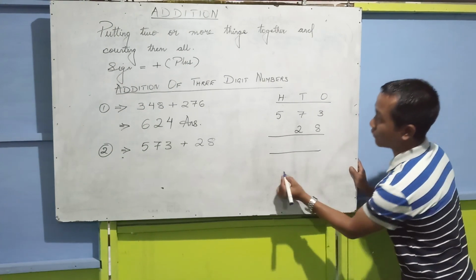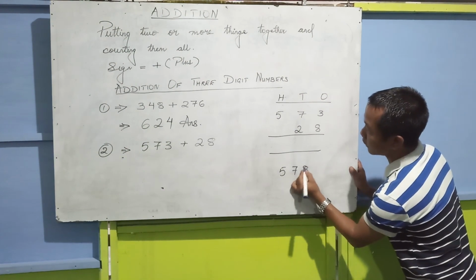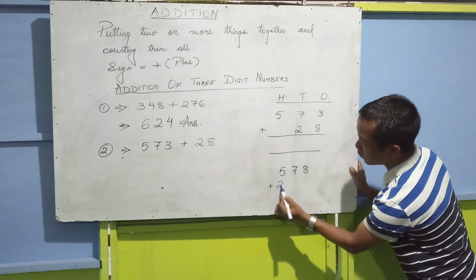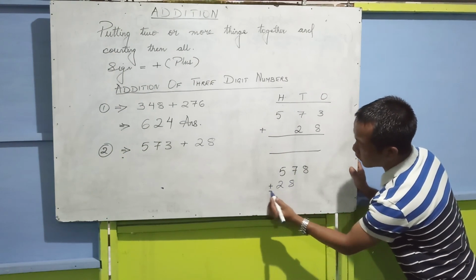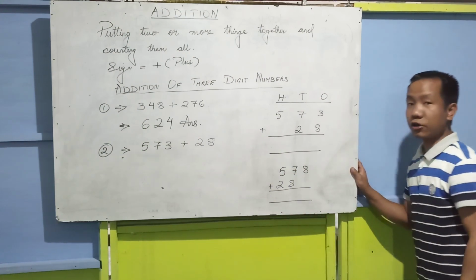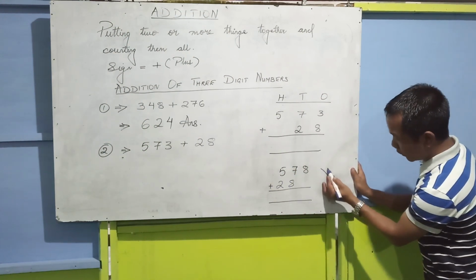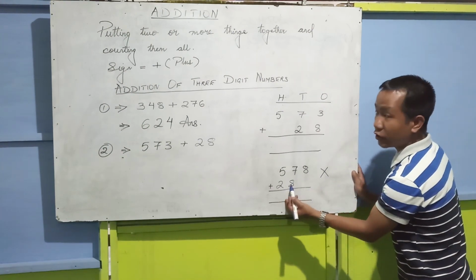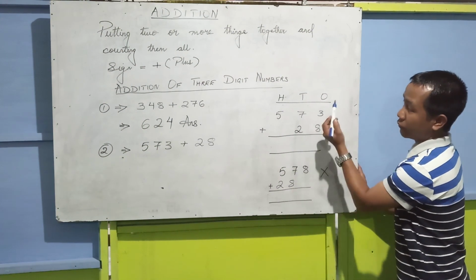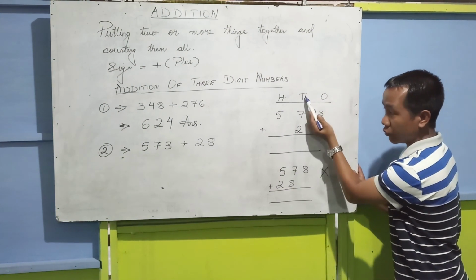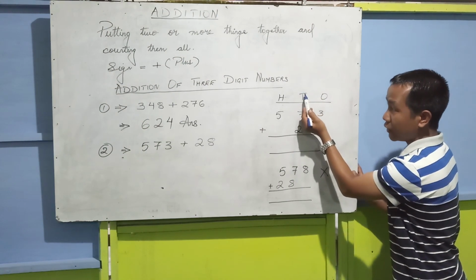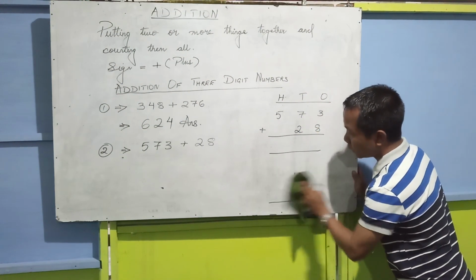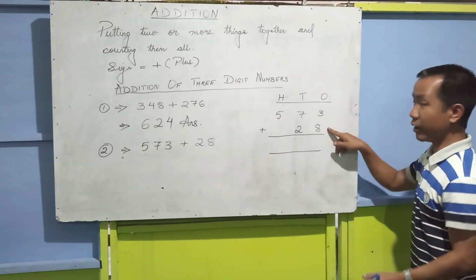Some of you may think that 28 will be below 5 and 7, like this. Some of you may try to arrange like this, but it is not correct. You should know that 28 is only 2 digits. So count from the last, 1, 2. So you will start from the 10s place only. I hope you understand that one. This is the correct way how to arrange the numbers.